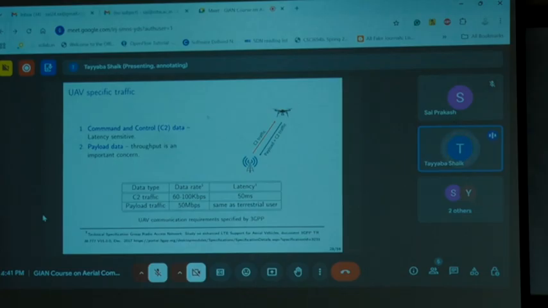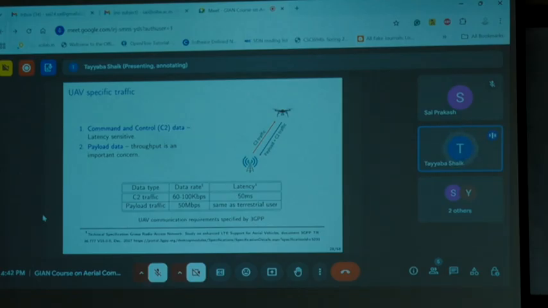So this is what I was mentioning. And one more thing I want to add here is the A to G traffic can also be C2 traffic. As in, the UAV might be trying to communicate its own coordinates to the base station, saying, "Hey, I'm here, so send me some help." So that might be a kind of latency sensitive data that it wants to transmit to the base station.